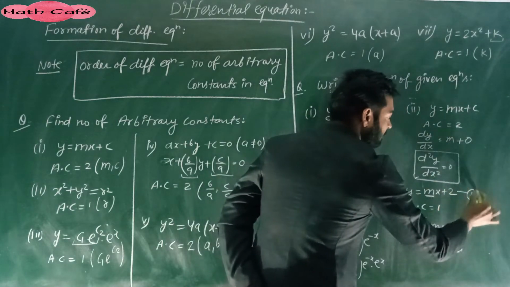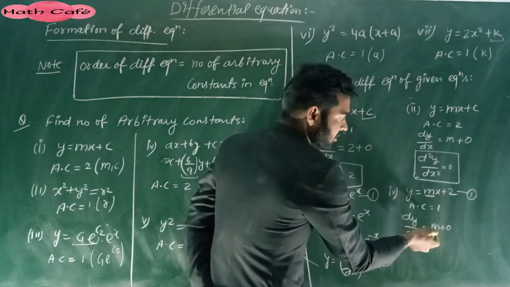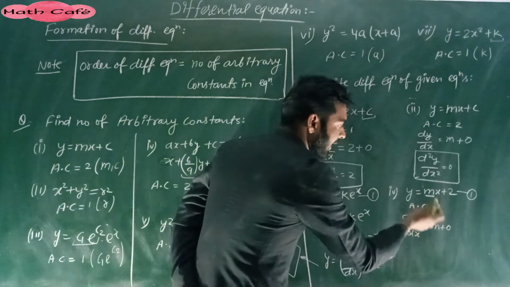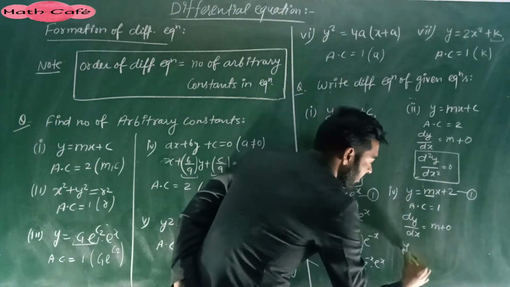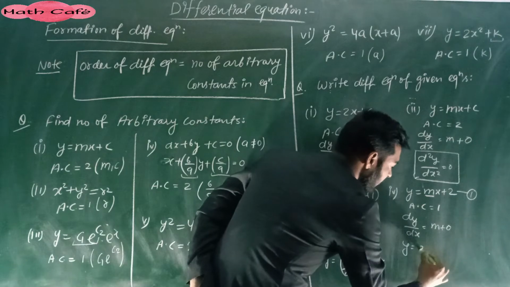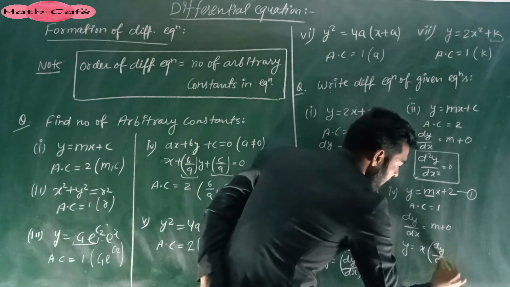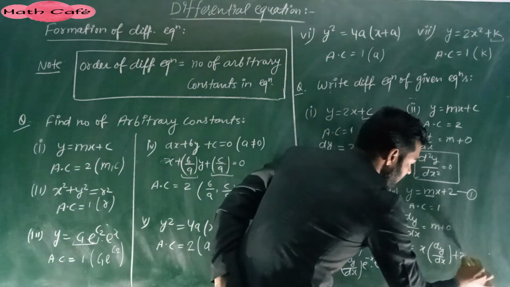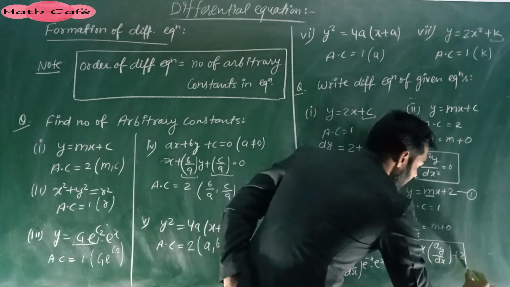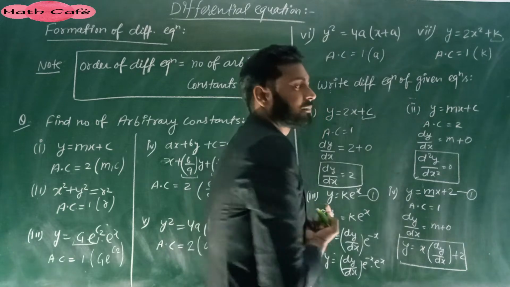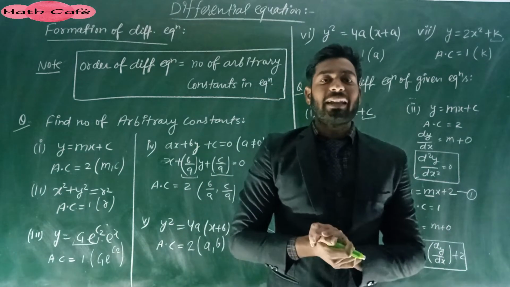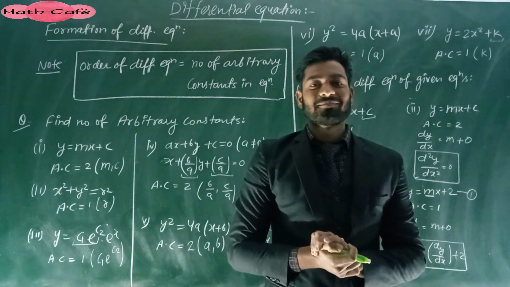So let's say this is equation number 1. After putting the value of m in equation number 1, that will become y equals x times the value of m, which is dy by dx, plus 2. So this is the differential equation of part number 4. Let's move to the next example.